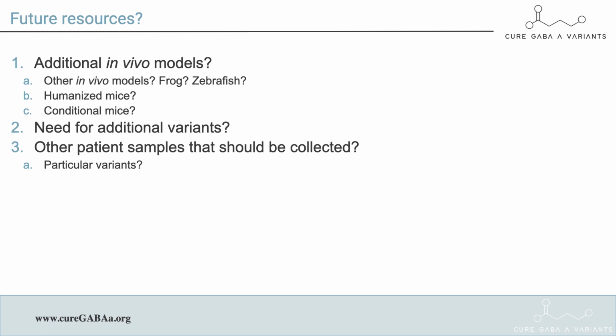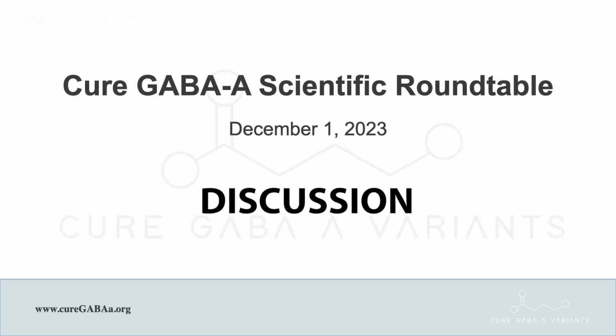So for the next 10 or 15 minutes, let's try to talk about what additional models might be needed, whether it's different types of mice, perhaps humanized genes, or if there's any use for other animal models, like more zebrafish or fruit flies or something. Are there any particular variants that we do not yet have in vivo models for and that we need? And for patient samples, is there anything in particular that researchers feel that we need?